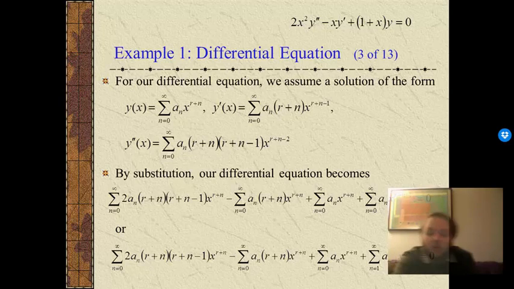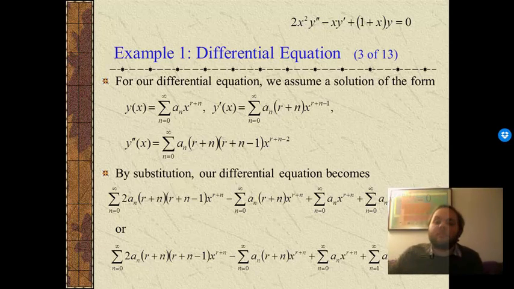Plug that into our equation that we see up at the very top. So you get 2x squared y double prime. So 2x squared times this. The x squareds cancel out with a negative 2. So I just get a_n, n times r plus n minus 1, x to the r plus n. Next term is minus x y prime. So minus x times this. This 1 for the exponent from the x cancels out with this one. So once again, I'm just left with a_n, r plus n, x to the r plus n.